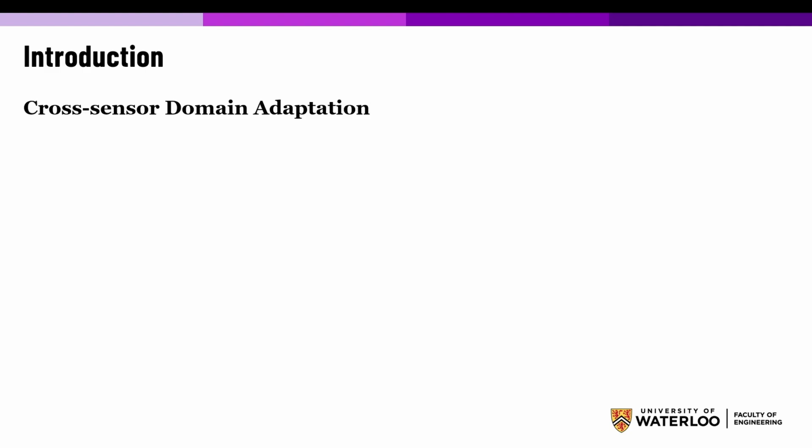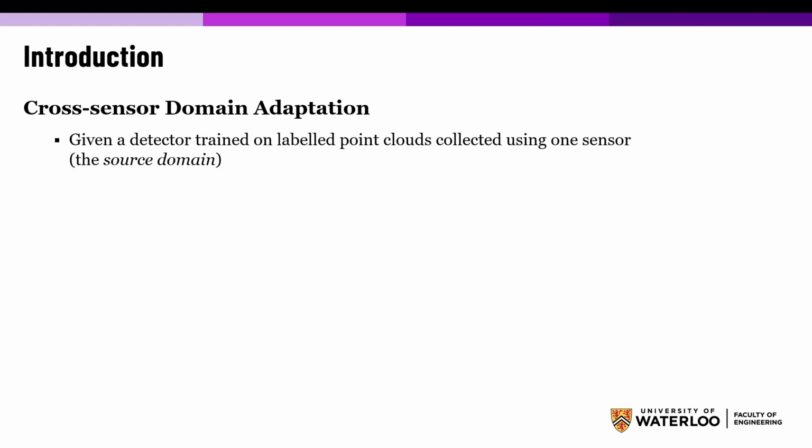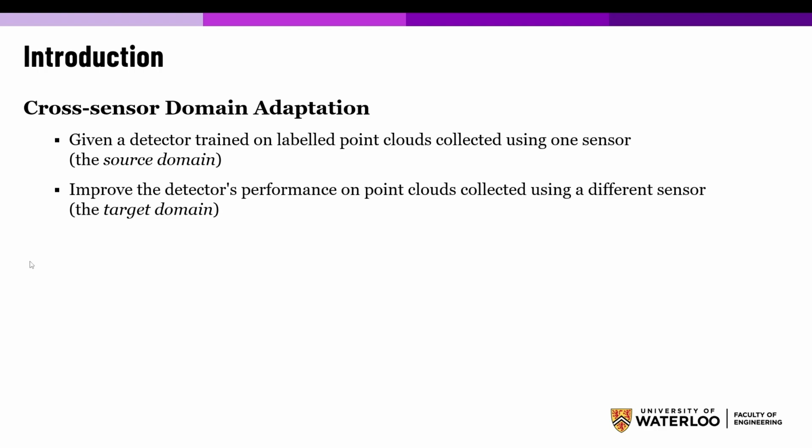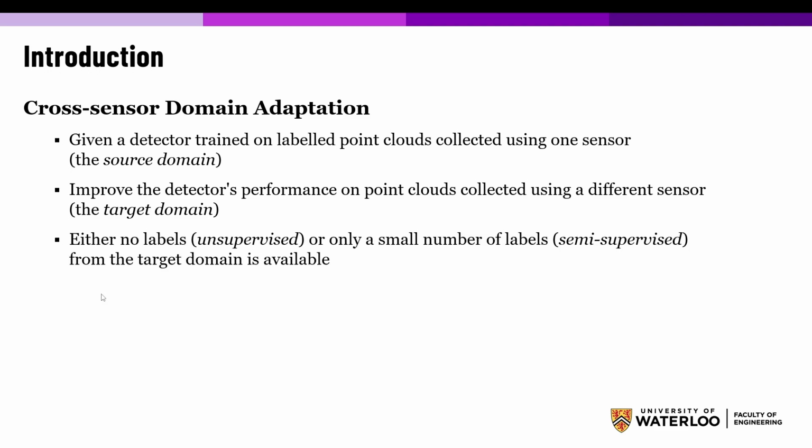In particular, we consider the cross-sensor domain adaptation problem, where we're given an object detector trained on labeled point clouds collected using one particular sensor, which we will call the source domain, and we want to improve the detector's performance on the point clouds collected using a different sensor, which we will call the target domain. Further, we assume that either no labels are available, meaning the approach is unsupervised, or only a small number of labels, meaning semi-supervised, from the target domain are available to us.